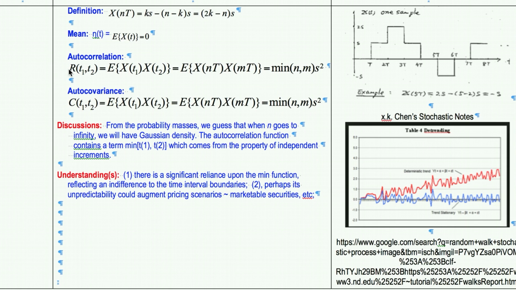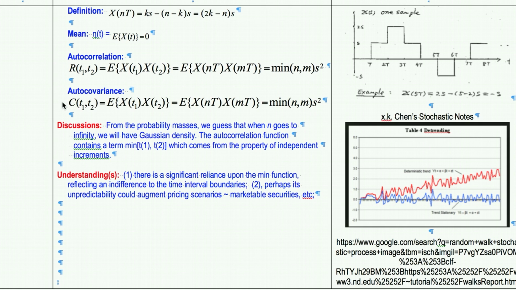Its autocorrelation, R of t1, t2, is equal to the expected value of X of t1 times X of t2, by definition. And it is equal to the expected value of the random variable X of nT times the random variable X of mT, which is equal to the minimum of n, m times s squared, which is certainly a function of multiplying these terms out.